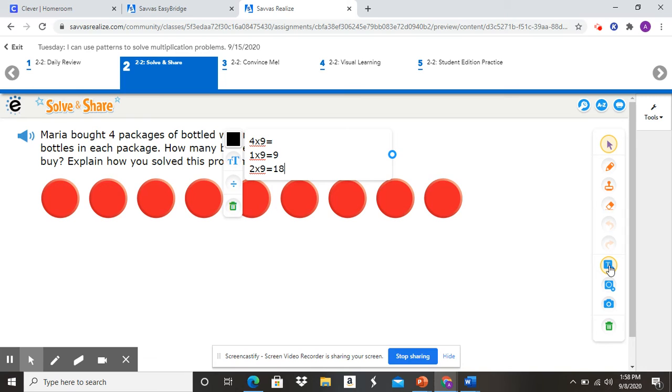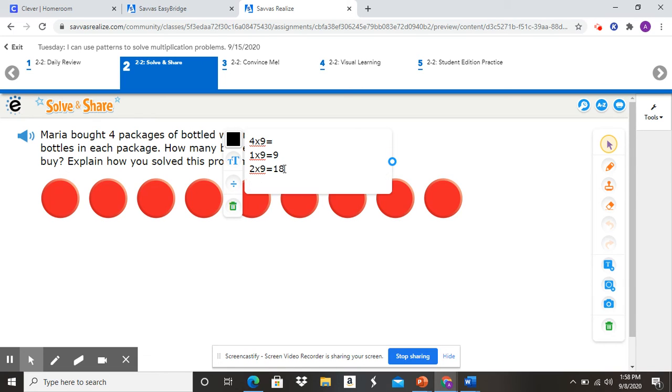Let's notice something with our patterns here, okay? In 1 times 9, you don't have any in your tens place. So when you go from 0 to 1, you're going up and increasing by 1. Well, let's look at our ones place. When you go from 9 to 8, you're decreasing by 1, okay?